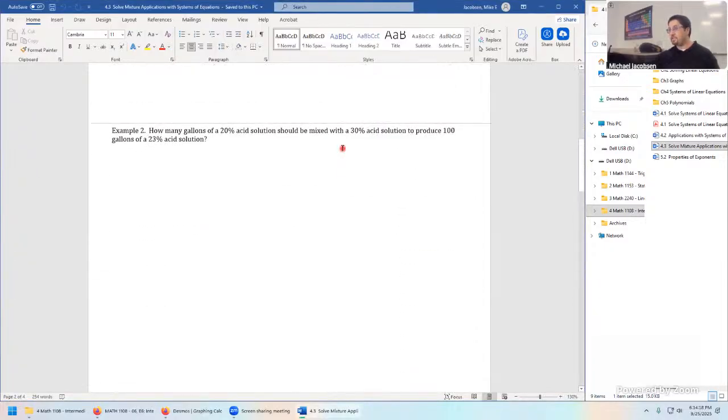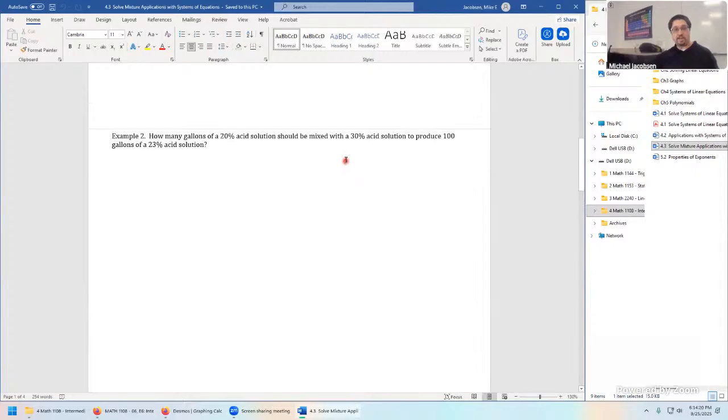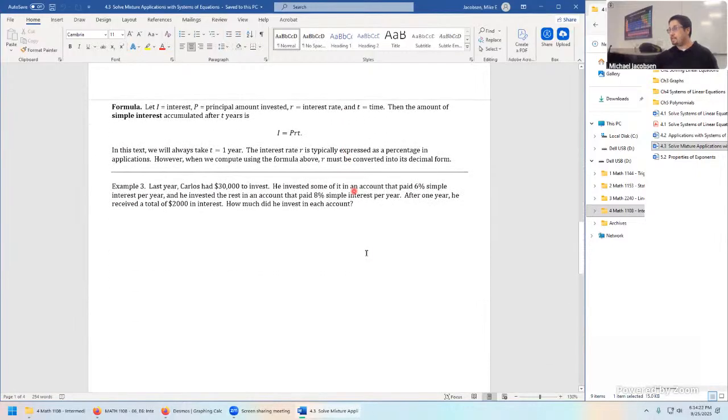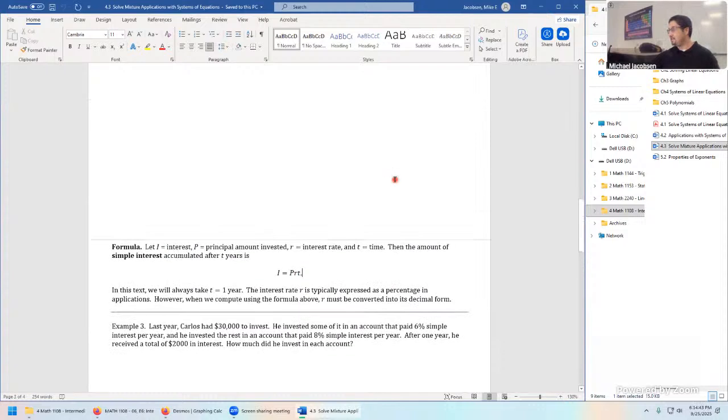But first, examples 1 and 2 are just really quick scenarios of mixture problems. When we get into the next examples, we'll be using the formula for simple interest. So the interest equals principal times rate. But in all the problems that we do in this section, we're going to take time to be 1 year. So it's just going to be interest equals principal times rate, not times time. So we'll simplify that formula a bit as we use it.